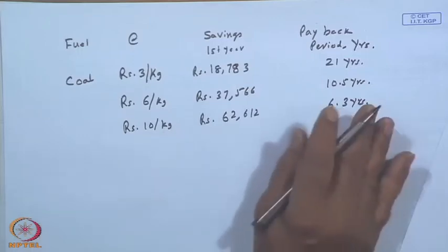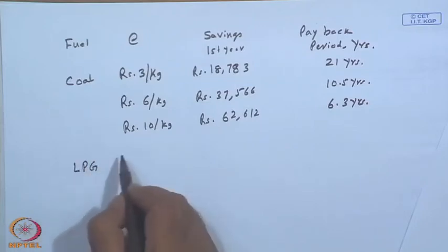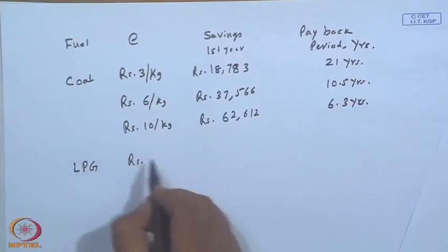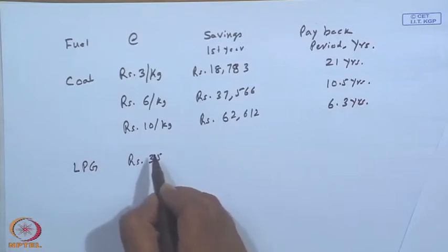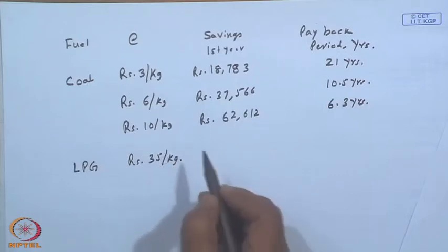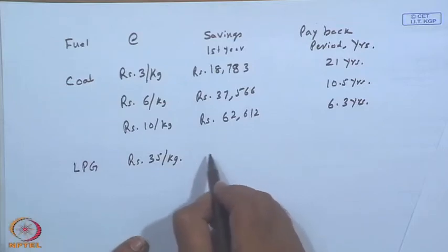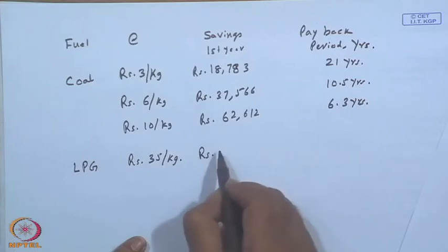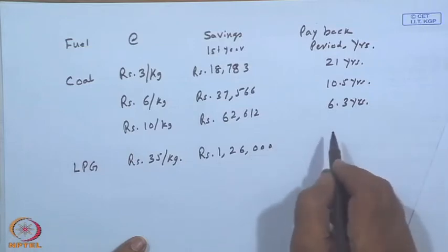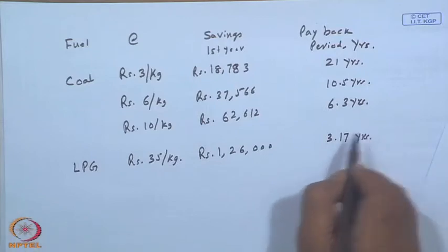So 6.3 years, still it is a large time if you compare with the coal. For LPG, the cylinder price is about 450 rupees. Of course, there is a recent hike for first 6 cylinders and the next 7th and onwards. I do not know whether it will be the 6th one or the subsequent one. So I took 35 rupees a kg, and this will come to Rs 1,26,000, and this comes to 3.17 years, quite reasonable.